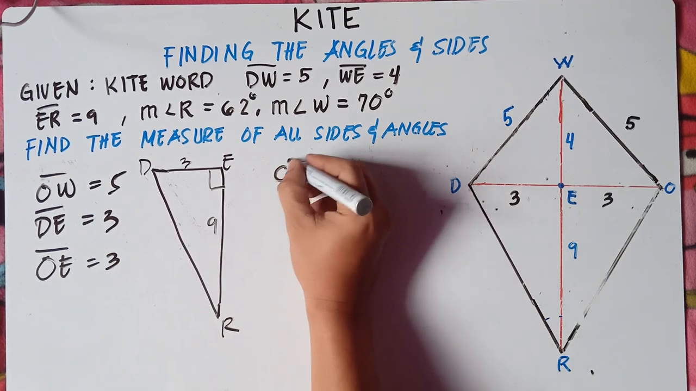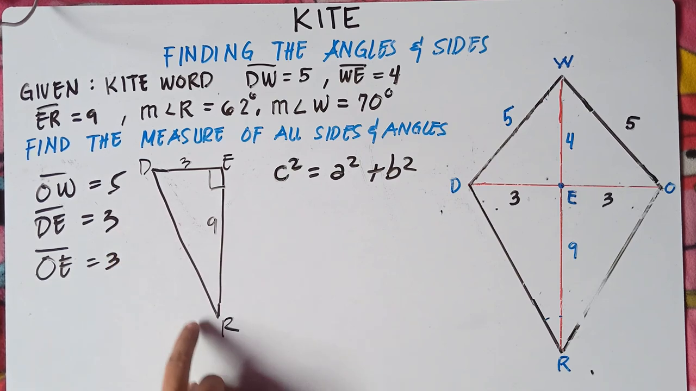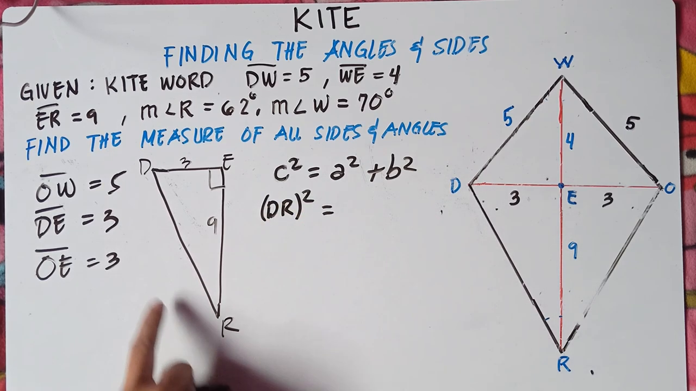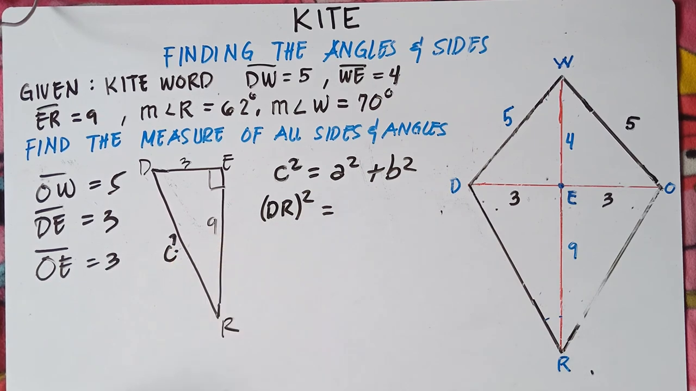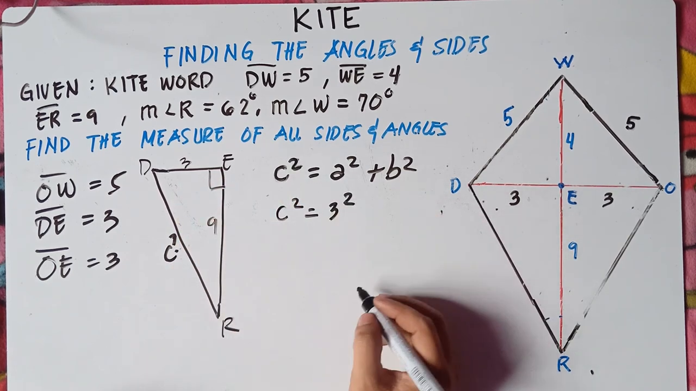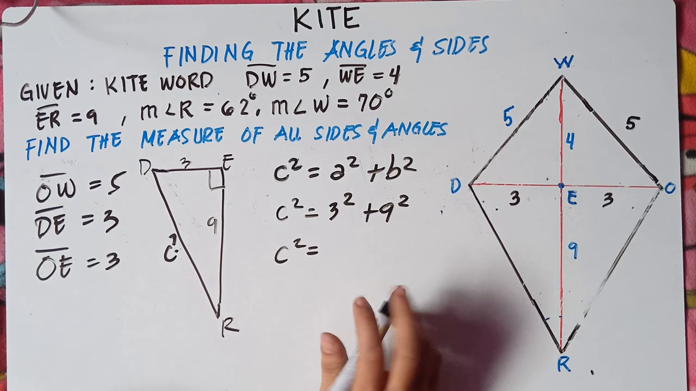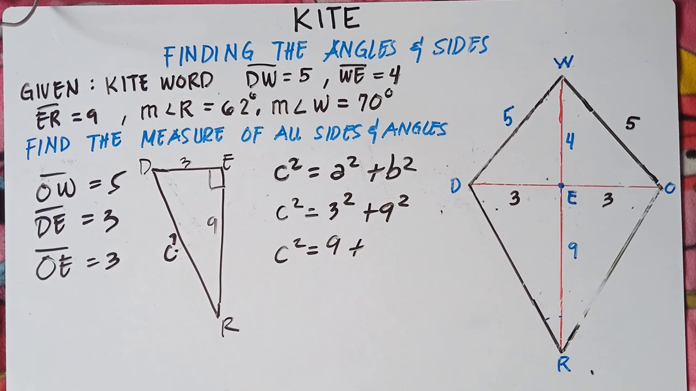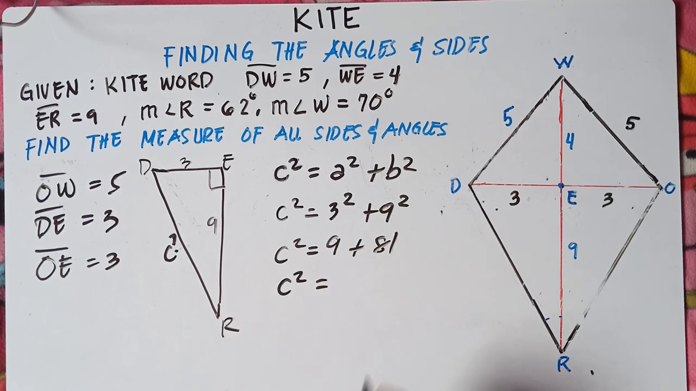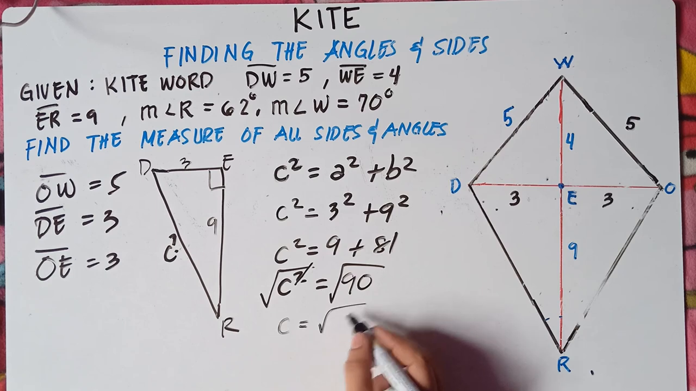So c squared equals a squared plus b squared. We are told to find DR, and DR is the longest side, so let's write it as c. So c squared equals a, here is 3, so 3 squared, plus b is 9, so 9 squared. c squared equals 3 squared, 3 times 3 is 9, plus 9 times 9 is 81. So c squared equals 9 plus 81, that would be 90. Extract the square root of both sides so that we can cancel this out. So c equals square root of 90.